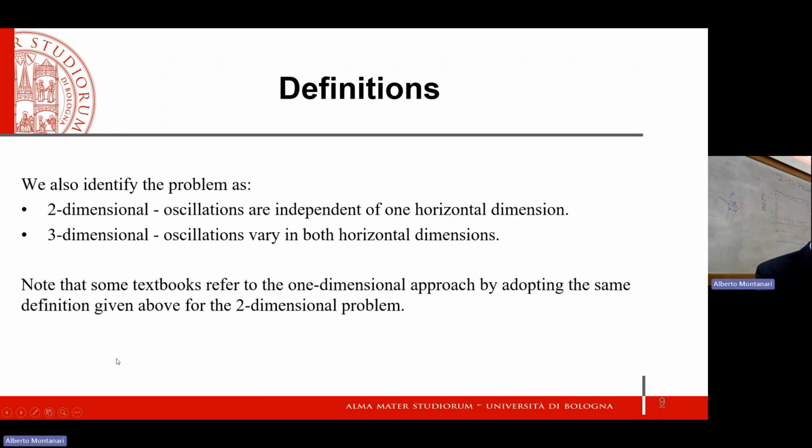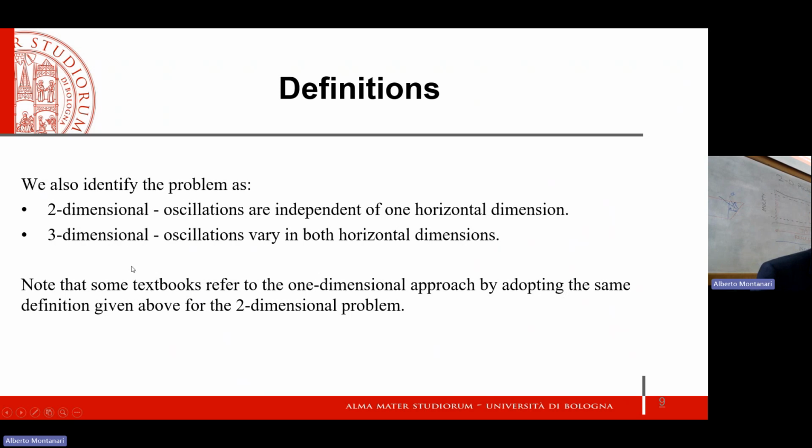Now, as I said, we treat the two-dimensional problems. Oscillations are independent of one horizontal dimension, like here. As I said, if you draw a cross shape here or in another position in the transversal directions, the oscillations are independent of the transversal direction. Okay. Of course, we call a 3D problem a problem where oscillations vary in both horizontal dimensions.